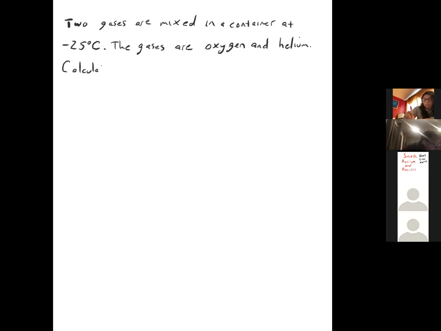Calculate the RMS average speed. And again, sometimes they'll use the word velocity for each gas. Okay. Now, I want to point out something.